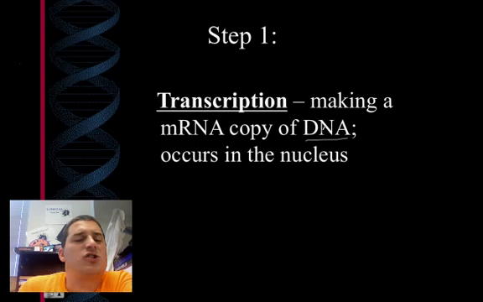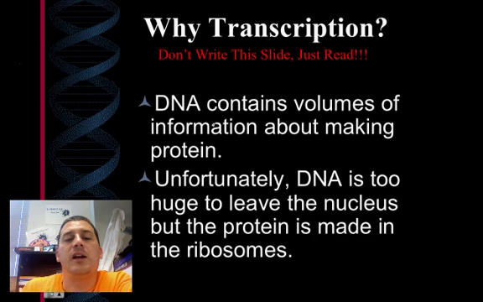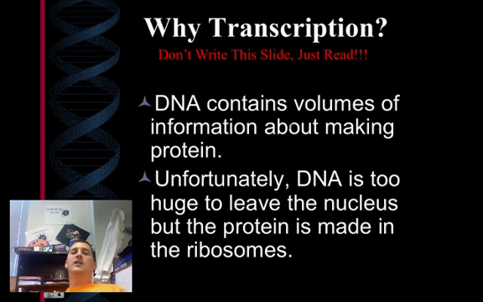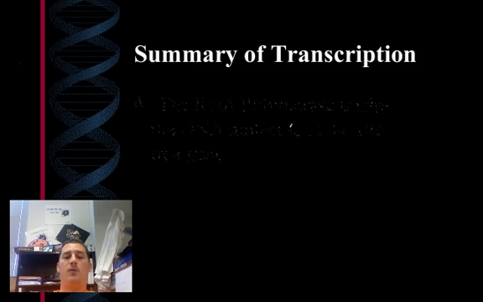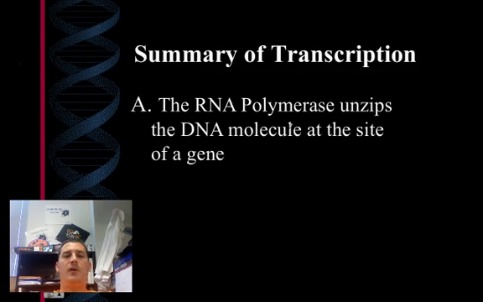So transcription is just rewriting DNA into an mRNA copy. Once this happens, then the RNA molecule can leave and go to the ribosome because that's where the proteins are actually going to be made. DNA contains volumes of information about making a protein, but the DNA molecule itself is too large to leave the nucleus, so it has to be rewritten into a language that can be transferred to the ribosome, that the ribosome understands, and it does this through mRNA. So this is what happens.